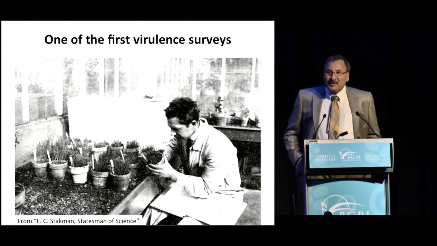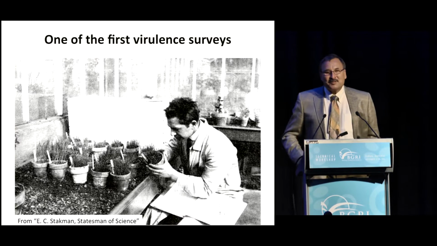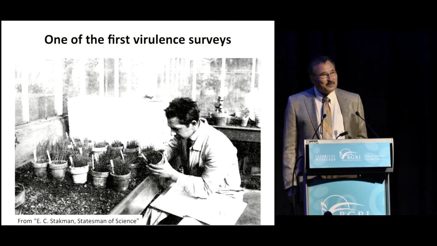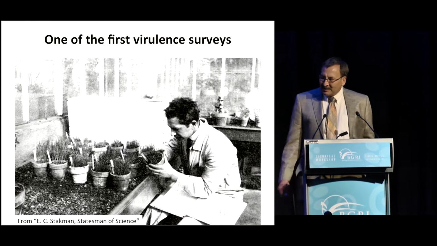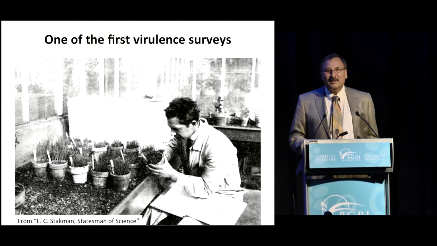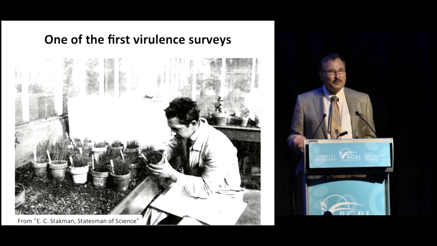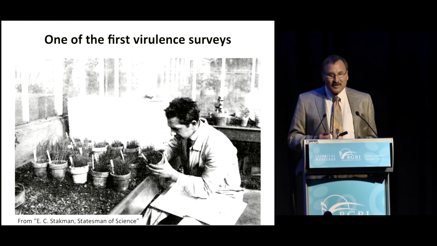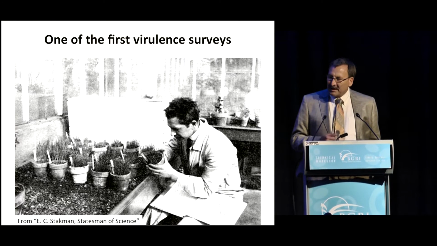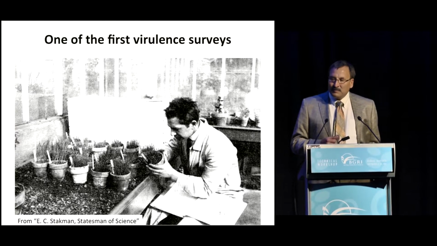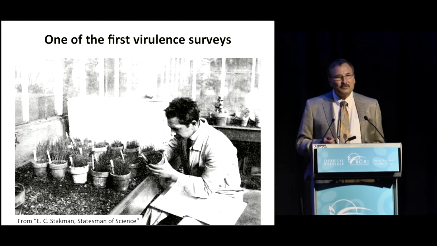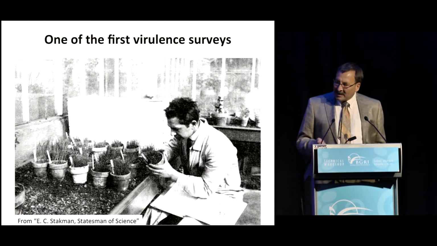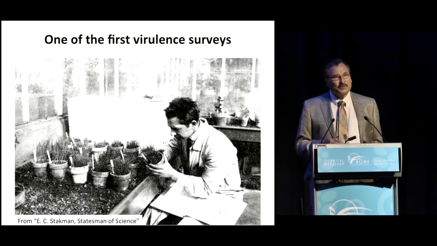So, to put things in perspective, let's start at the beginning. Here's another picture of E.C. Stakman. He's sitting in the greenhouse evaluating his inoculated seedlings, and this, I believe, is one of the first virulence surveys. So the things I'd like you to note here are the old greenhouse that he's working in, the seedlings that are at a very young growth stage, each line grown in an individual pot, and he has a rather large notebook for recording copious notes.